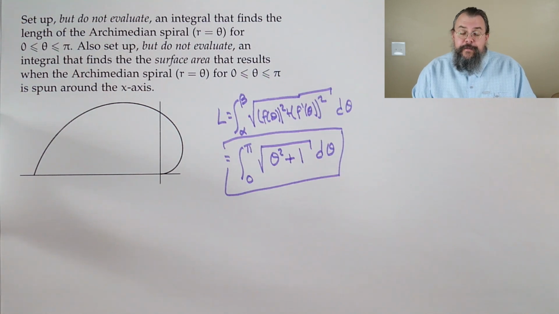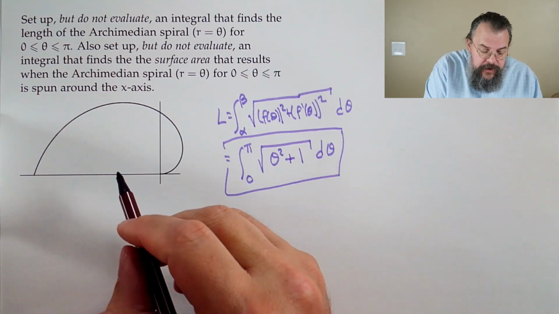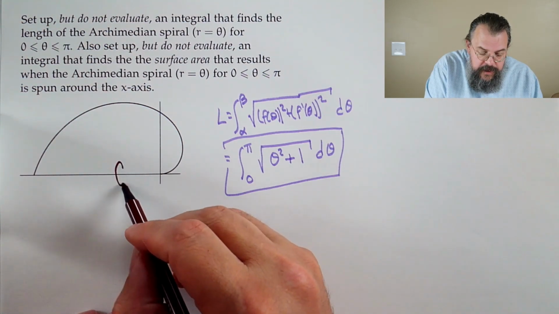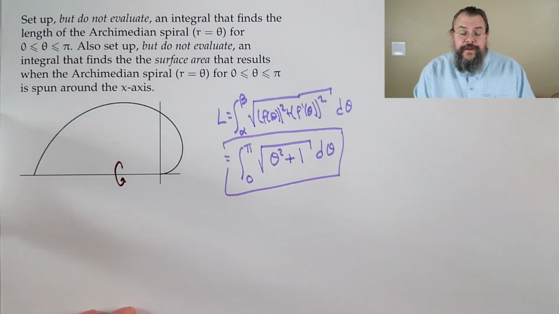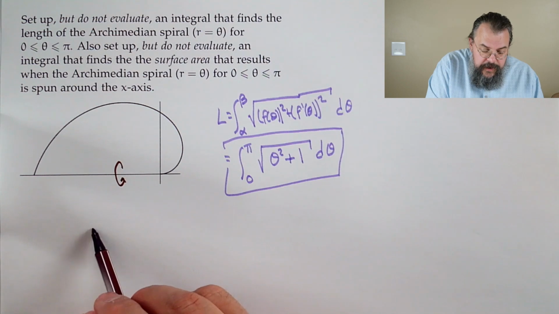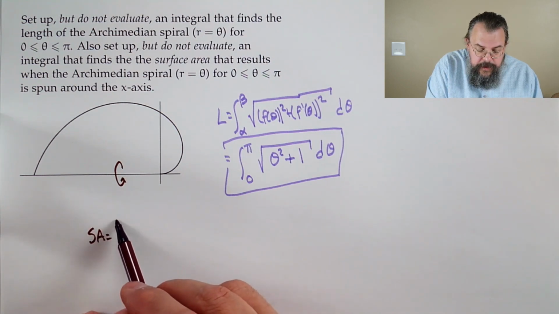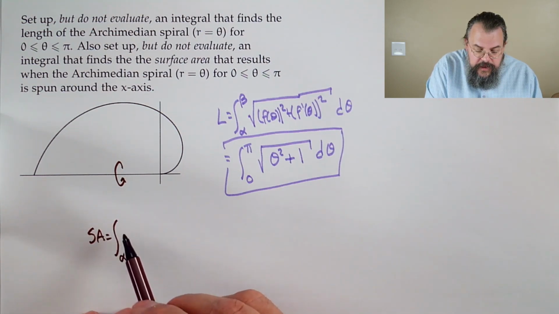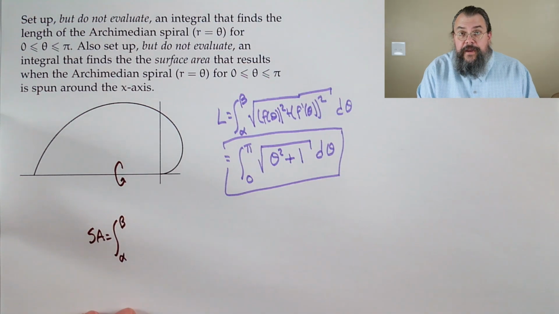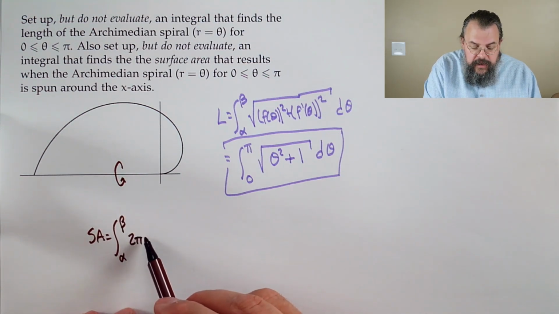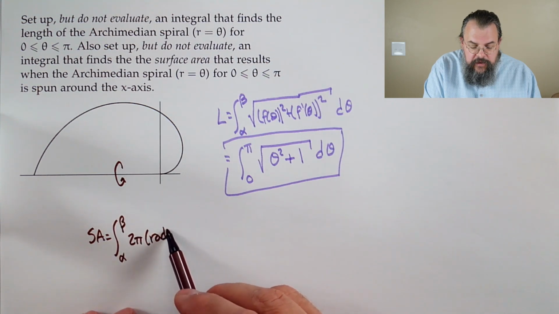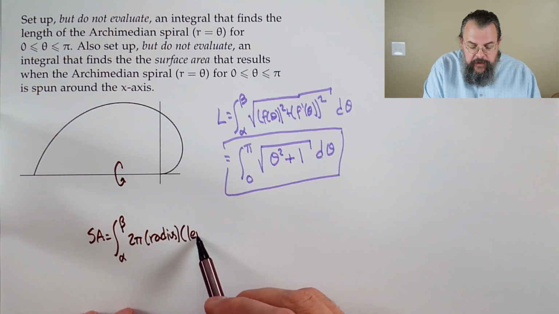Well, let's think about what we're doing. We're going around the x-axis, so we're spinning this way. And how do we do surface area? Well, for surface area, we do the following. We add up start to finish. I'll go ahead and make them angles because we're in polar. And then we're going to have 2 pi, a radius, and a length.